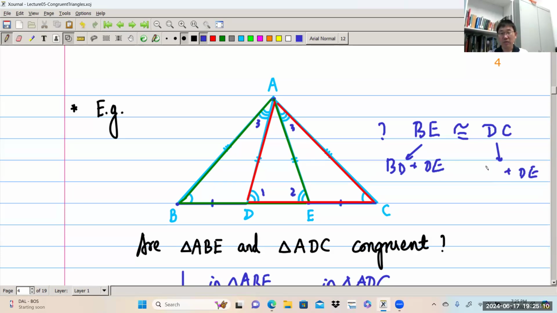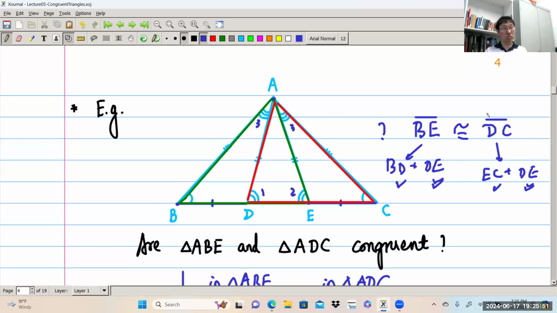EE plus EC. And we know BD and EC are congruent, so these two match. Oh, sorry, EC. And DE is common to both. So obviously, BE has the same measure as DC, so they are congruent. I should write that down literally. Now you see the three sides of triangle ABE are congruent to the three sides of triangle ADC, so all the sides of one triangle are congruent to all the sides of the other triangle.